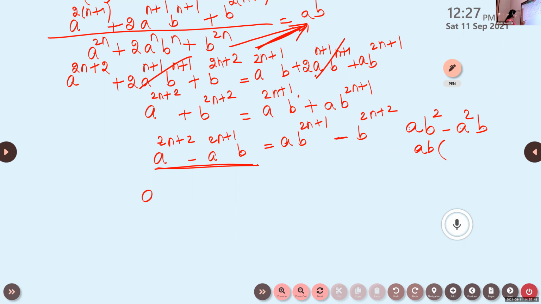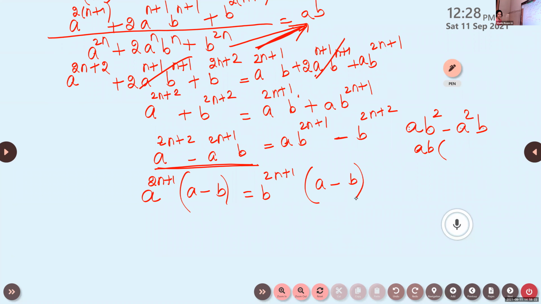We can take a raised to 2n plus 1 outside. The smaller power among 2n plus 2 and 2n plus 1 is 2n plus 1, isn't it? If you take that outside, you'll get a minus b equivalent. Again here, the smaller power, b raised to 2n plus 1, is taken outside, so you'll get a minus b. Is it okay?